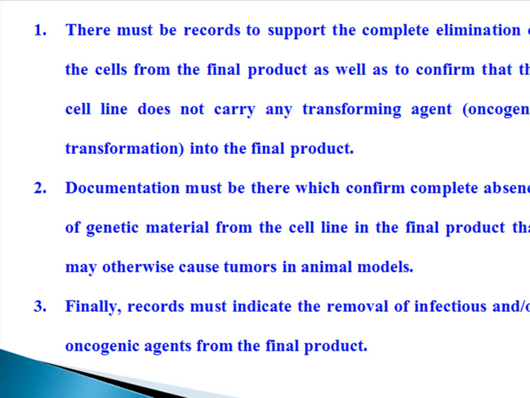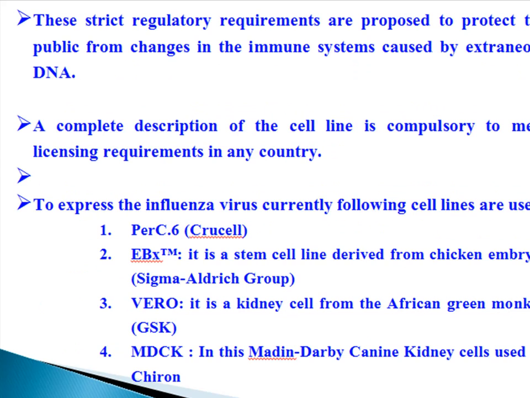Finally, records must indicate the removal of infectious and/or oncogenic agents from the final product. The strict regulatory requirements are proposed to protect the public from changes in the immune system caused by extraneous DNA. A complete description of the cell line is compulsory to meet licensing requirements in any country.